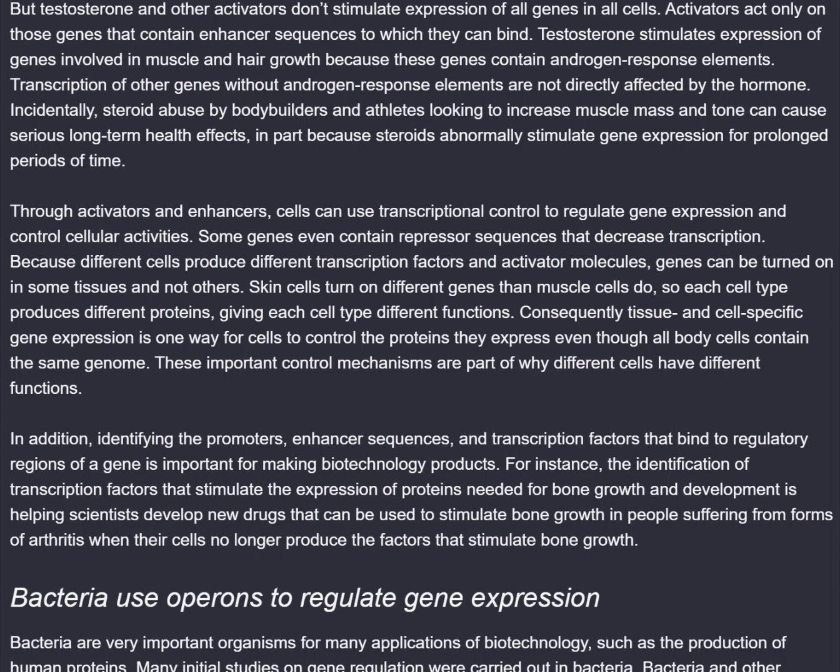But testosterone and other activators don't stimulate expression of all genes in all cells. Activators act only on those genes that contain enhancer sequences to which they can bind.